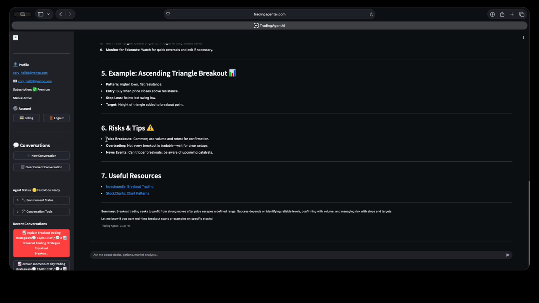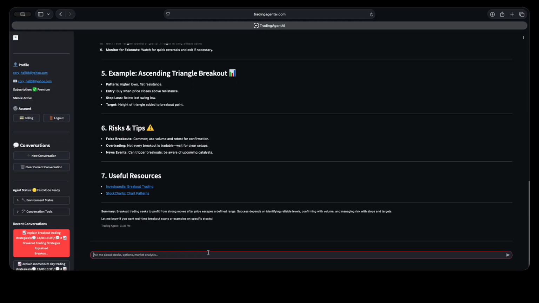Risks and tips. Some of the risks are false breakouts, which are common. Use volume and retest for confirmation. Overtrading. Not every breakout is tradable, so wait for clear setups. And news events can trigger breakouts, so be aware of upcoming catalysts. But the inverse is also true. News events can cause a breakout to fade, so watch for that as well. Breakout trading seeks to profit from strong moves after price escapes a defined range. Success depends on identifying reliable levels, confirming with volume, and managing risk with stops and targets.